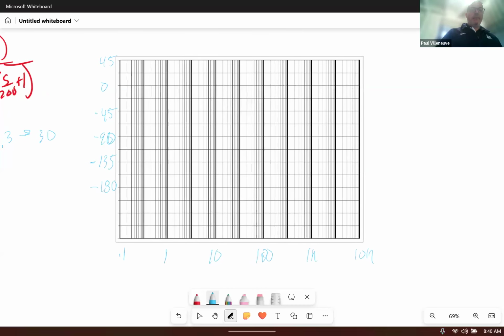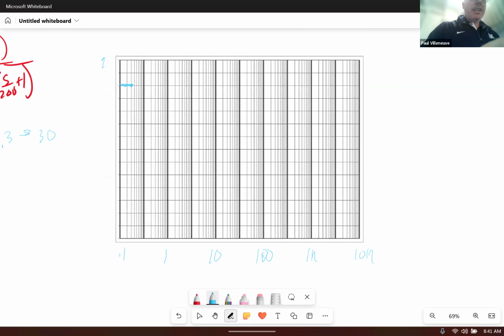So I'm going to start at 0.3. And at 0.3, nothing's happening before 0.3. Oh, wait a minute, I really need to make this go up one more. 90, 45, 0, minus 45, minus 90, minus 135, minus 180, because I want to show all the plots.